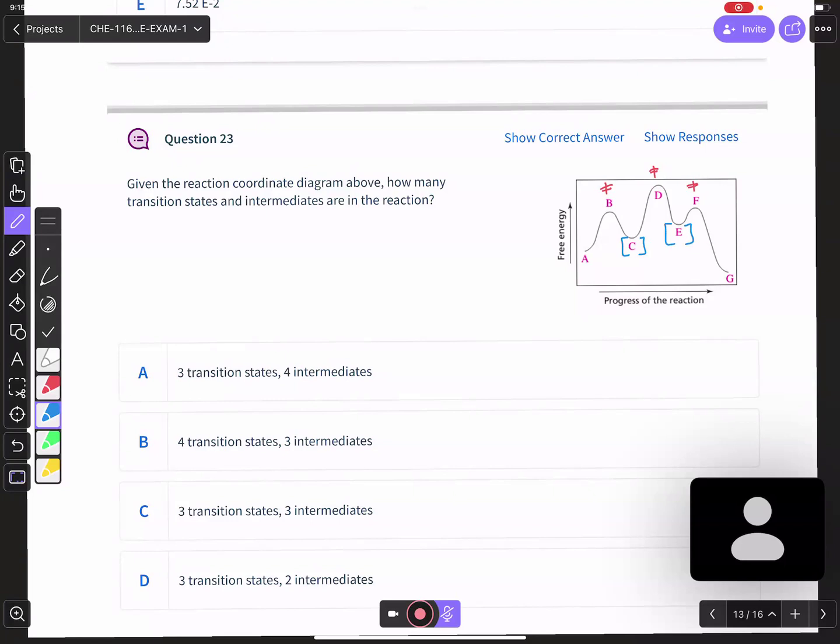So we have three transition states, right? And two intermediates in this reaction. A is our starting material, G is our product. So those don't count as a transition state or an intermediate, right? They are reactants and products. For 23, 24.